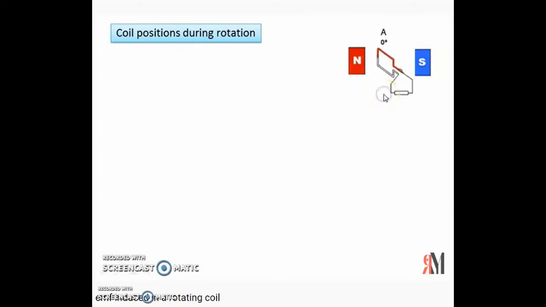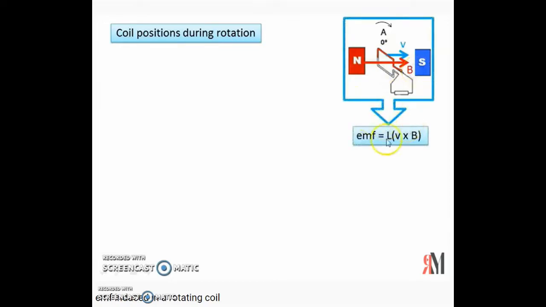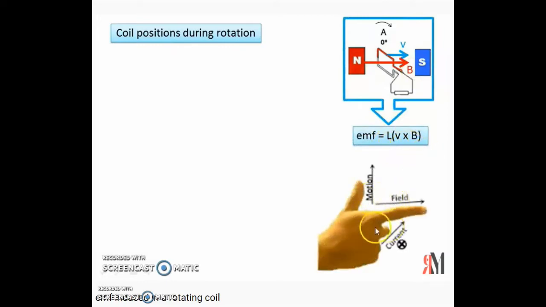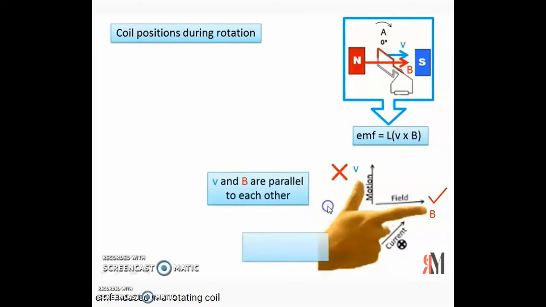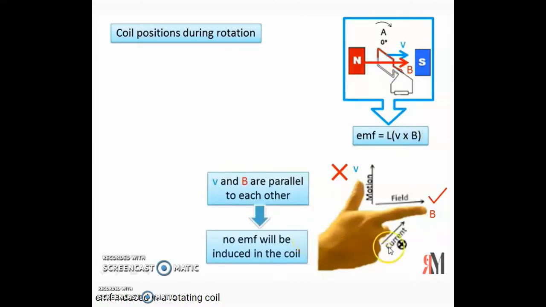First, position A at 0 degrees. The direction of v is to the right, and the magnetic field, north to south, is to the right also. So from the cross product v cross B, we use Fleming's right hand rule. The direction of B is to the right, so the pointer of your hand points to the right. Therefore the v is supposed to be upward. But in this case, v is parallel to B. So that means no EMF is induced in the coil.